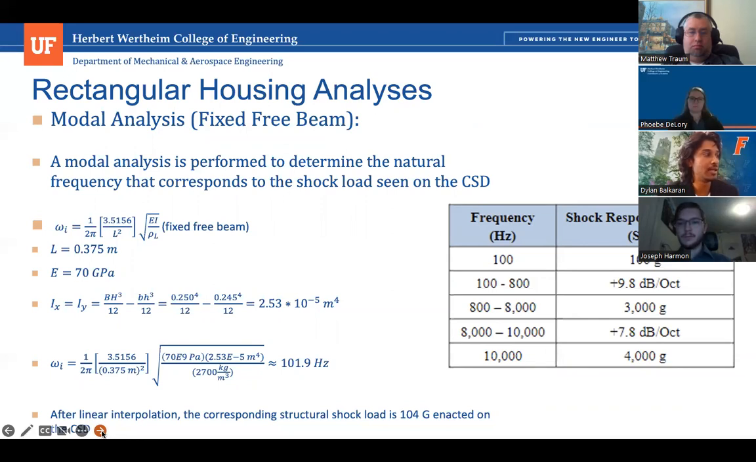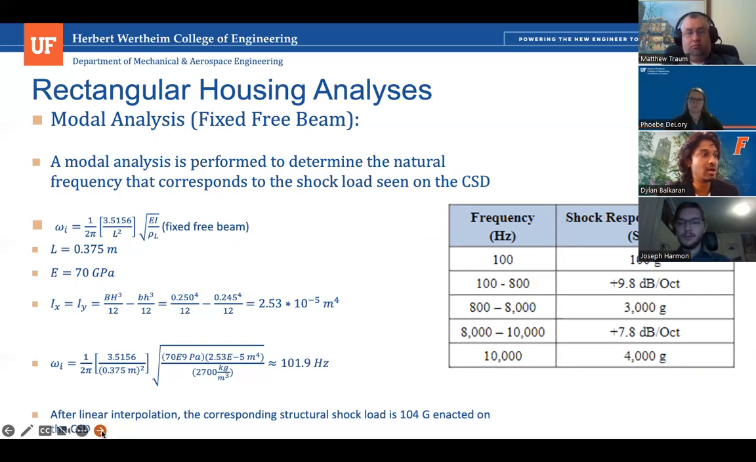And the way we did that is by using a Euler-Bernoulli beam equation for a fixed-free beam to find the natural frequency. And we did this using variables of the modulus of elasticity, the moment of inertia, and the density of aluminum. From the first mode, we were able to find that the first mode correlated with the housing to a frequency of 101.9 hertz.